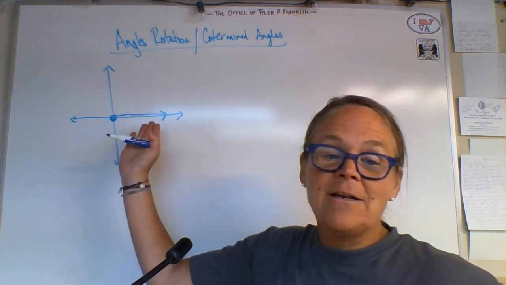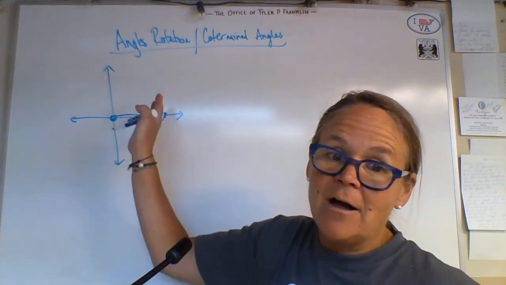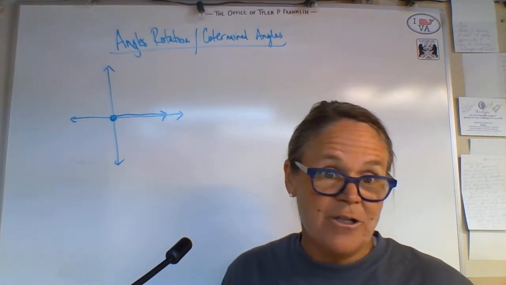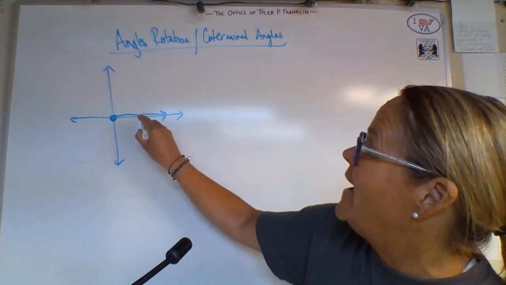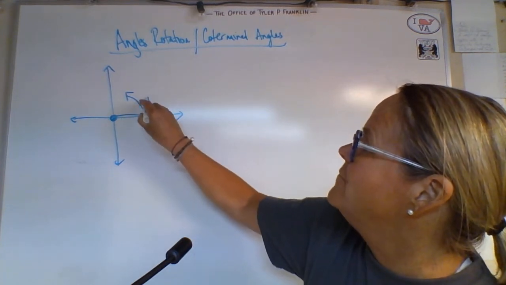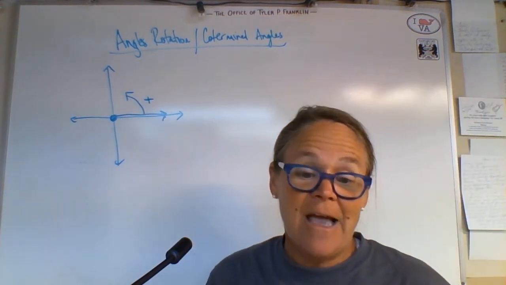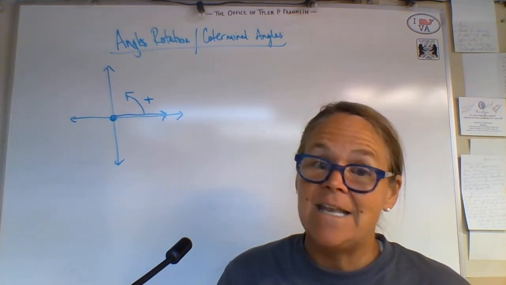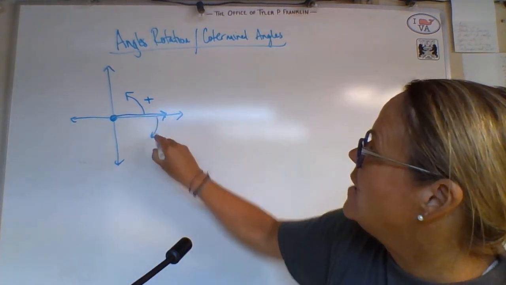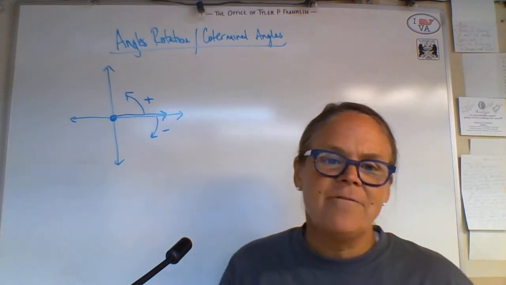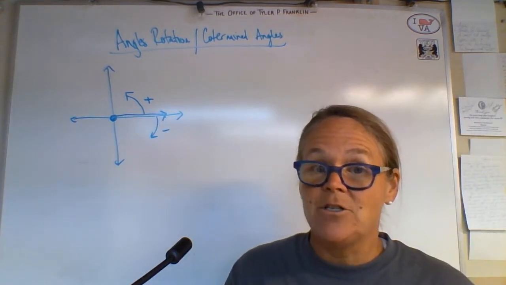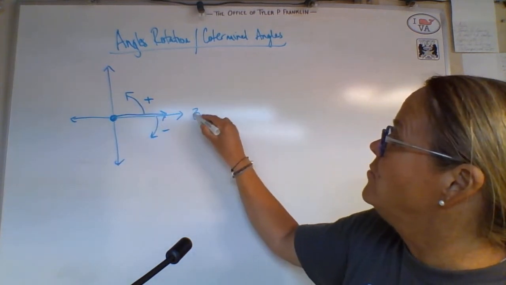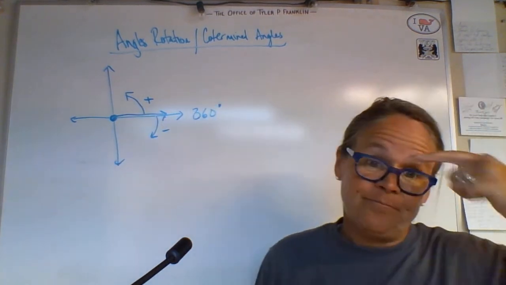Now that ray can go counterclockwise or clockwise. So when do you do which thing? If your angle is positive, it's actually counterclockwise. If your angle is negative, it's clockwise. Now you have to think of what you guys know about degrees. All the way around a circle is 360.